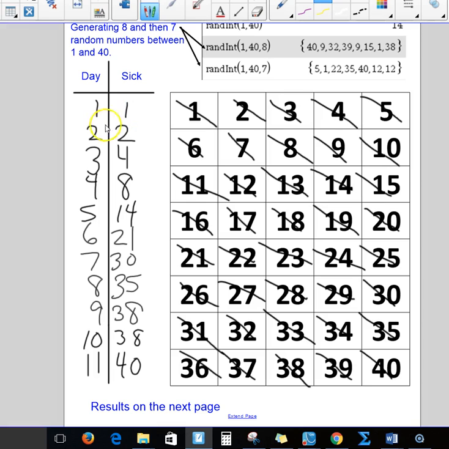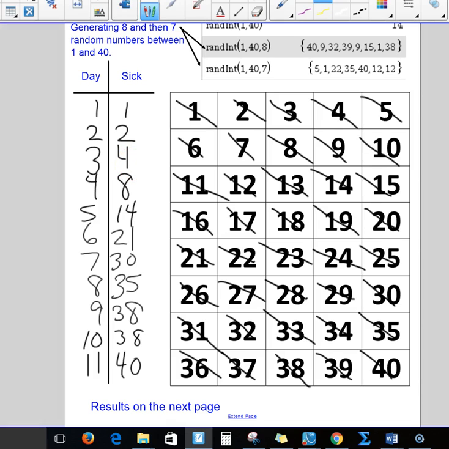Each day I counted the total number of sick people. Notice at first they were doubling each day, but then when we get to this day, I have enough people sick now that some people that were encountered by my 8 sick people were already sick, so only 6 new people were infected. Then I had 14 people sick, but on the next day only 7 new people were infected. And I kept generating numbers till at the end all 40 people were infected.